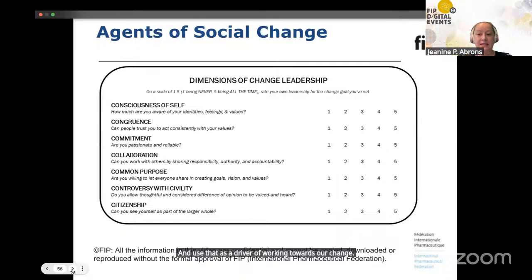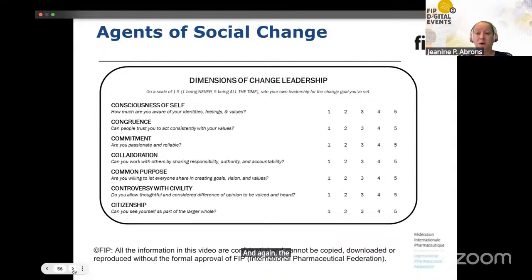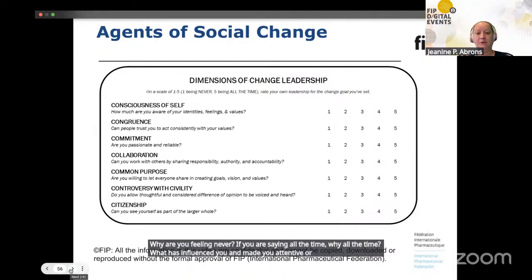So this is just a nice scale to look at if you ever need to think through that process. And again, you can just do a self-assessment of some of these components that I talked to you about and say, is this something that I feel that I do all of the time, or is this something that I feel applies to me never? And again, the more important component is why. So if you've answered never, why are you feeling never? If you are saying all the time, why all the time? What has influenced you and made you attentive or aware of the importance of that piece?